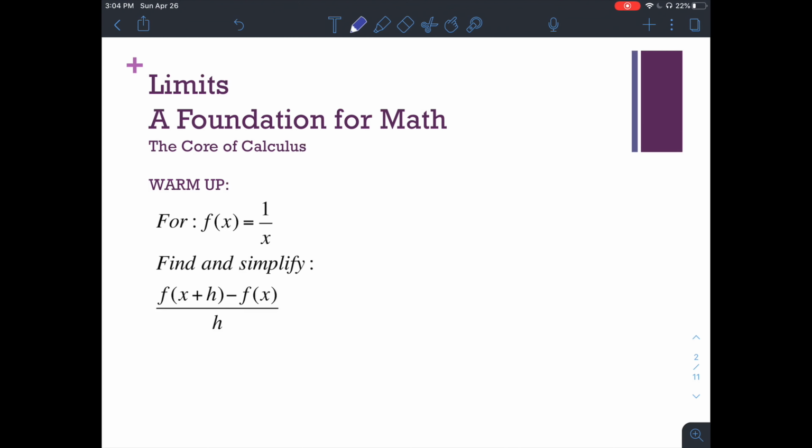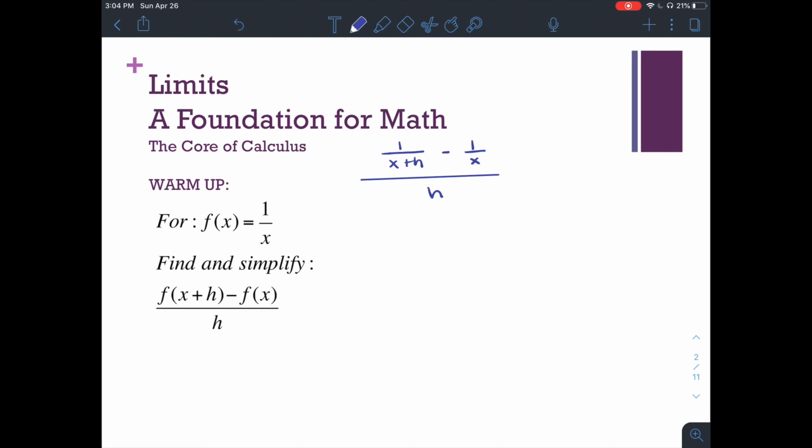All right, so we want to simplify our difference quotient here. So we're going to start by evaluating f of x plus h minus f of x over h. For our function, f of x plus h is going to be 1 over x plus h, minus f of x, which is 1 over x for us, all over h. So what we've done is we've substituted. Now we need to simplify.